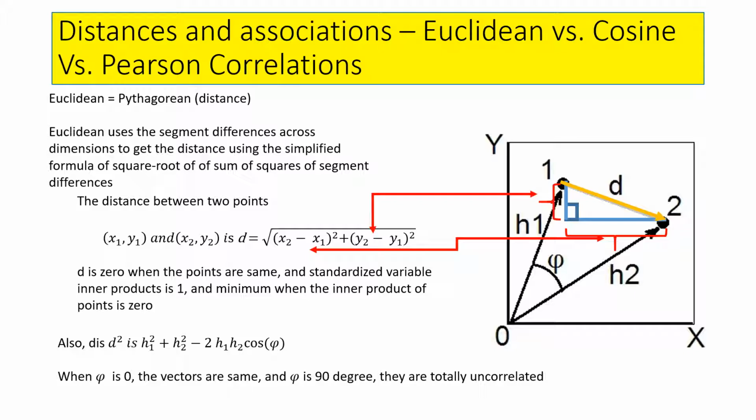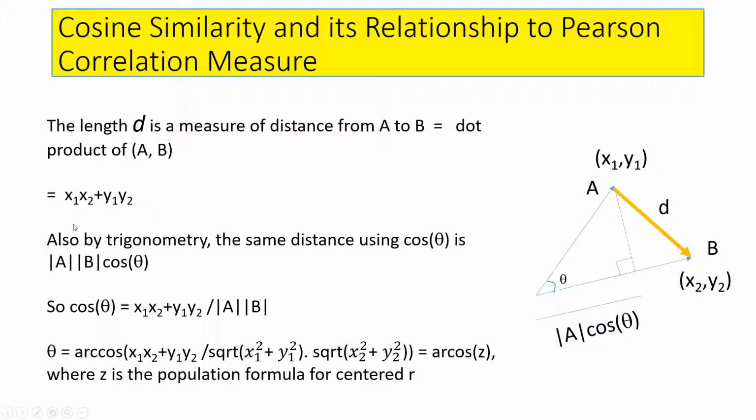What happens at 180 degrees? 180 degrees is the same as 0 again. The distance between them will be 0 because it's a cycle, right? So the main point is between 0 and 90. The length D is a dot product. The length D, a measure of distance from A to B, is a dot product of A and B. Do you agree with me?